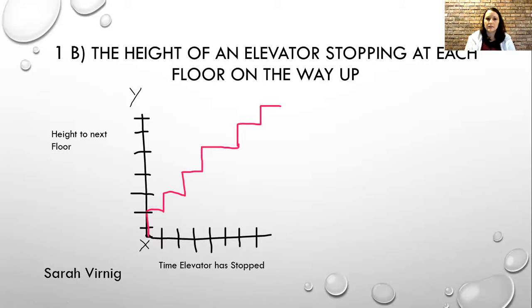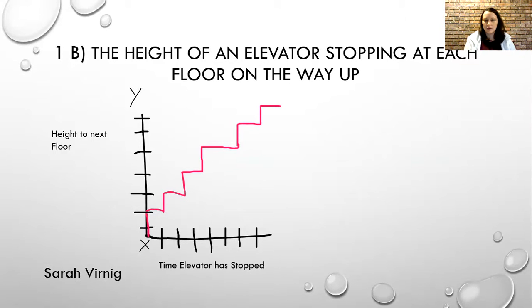Okay, our next graph is the height of an elevator stopping at each floor on the way up. Because we don't know how long the elevator stopped on each floor, we just kind of guess at that. So our x-axis is the height to the next floor, and the y-axis is the time. When the elevator stops, the line is just a horizontal line on the graph, because it's not moving anywhere, but the time is still going because the time doesn't stop. And then it moves up again.